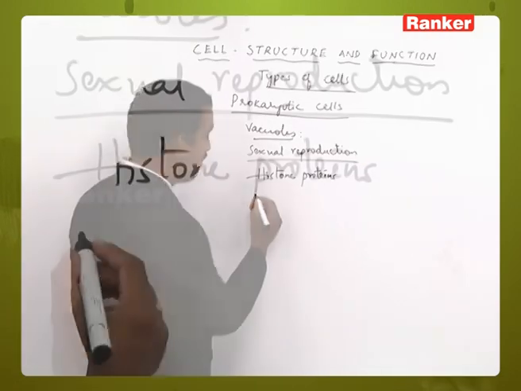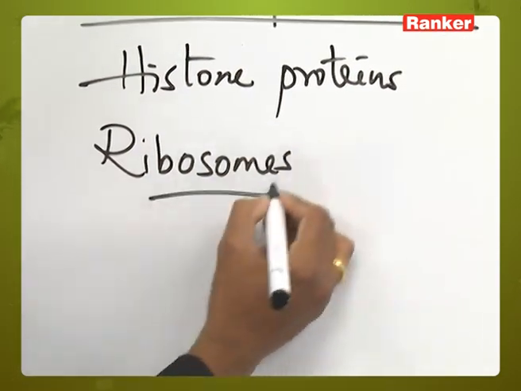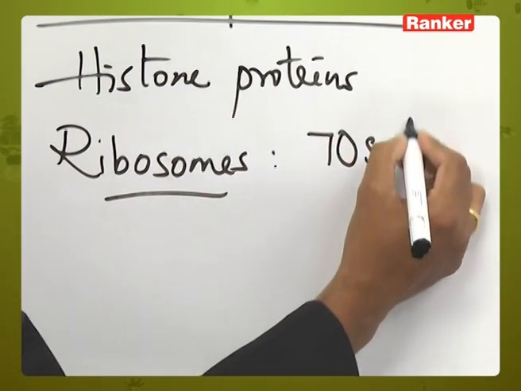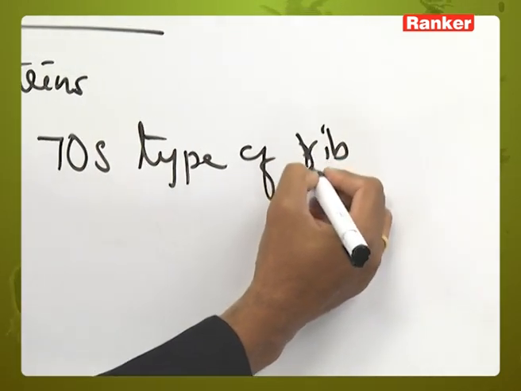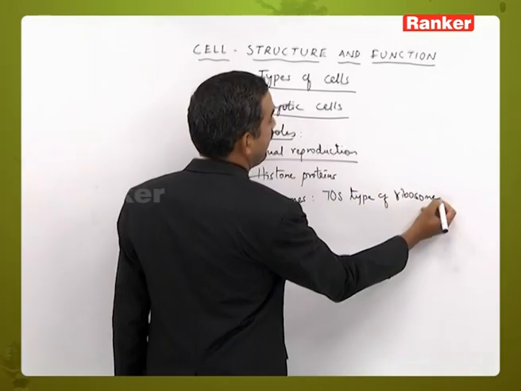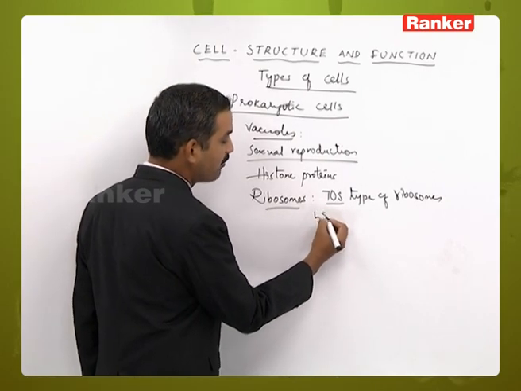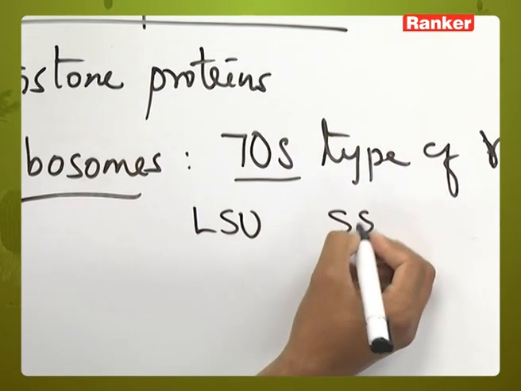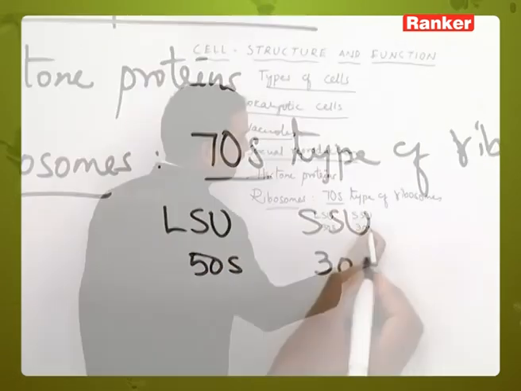But when it comes to the non-membranous organelles like ribosomes, prokaryotes contain 70S type of ribosomes. Each ribosome contains two unequal subunits, the larger subunit and the smaller subunit. The larger subunit is 50S and the smaller subunit is 30S.